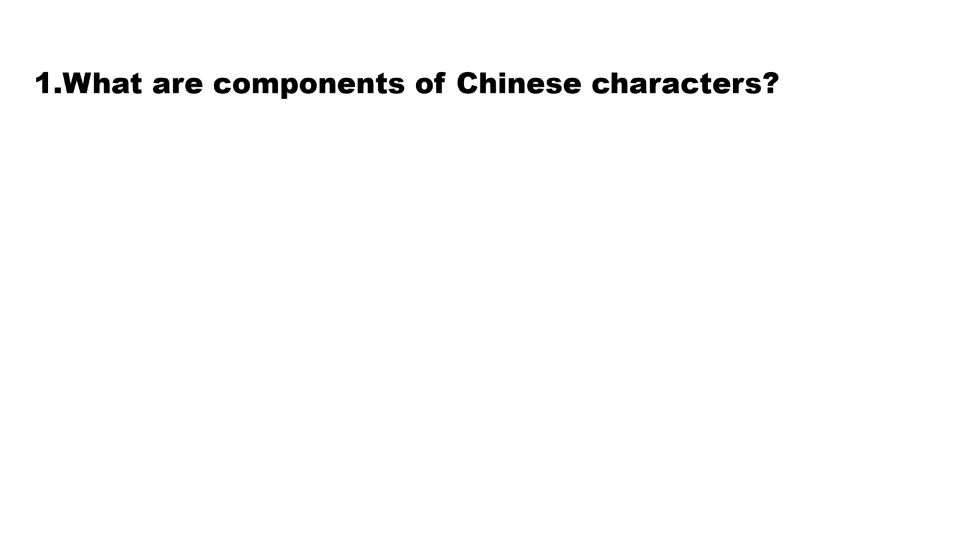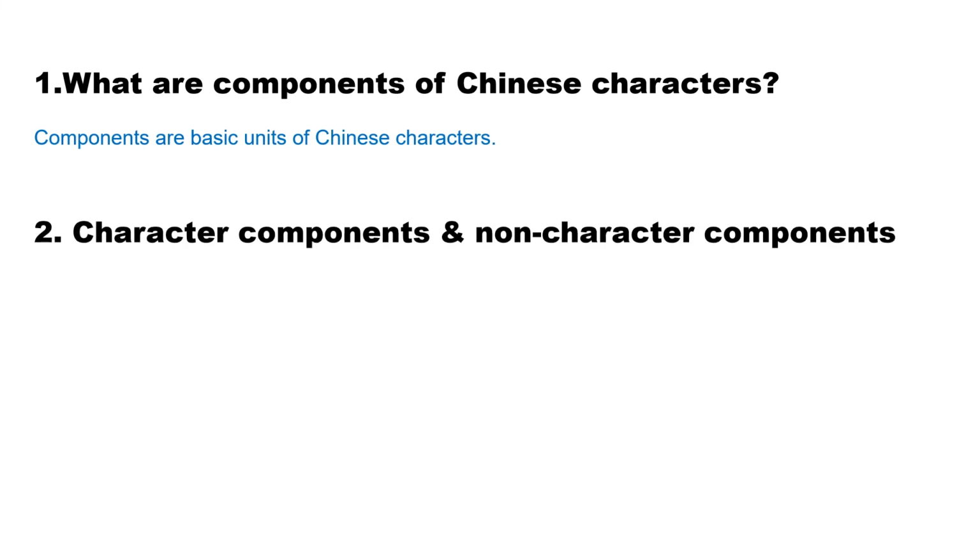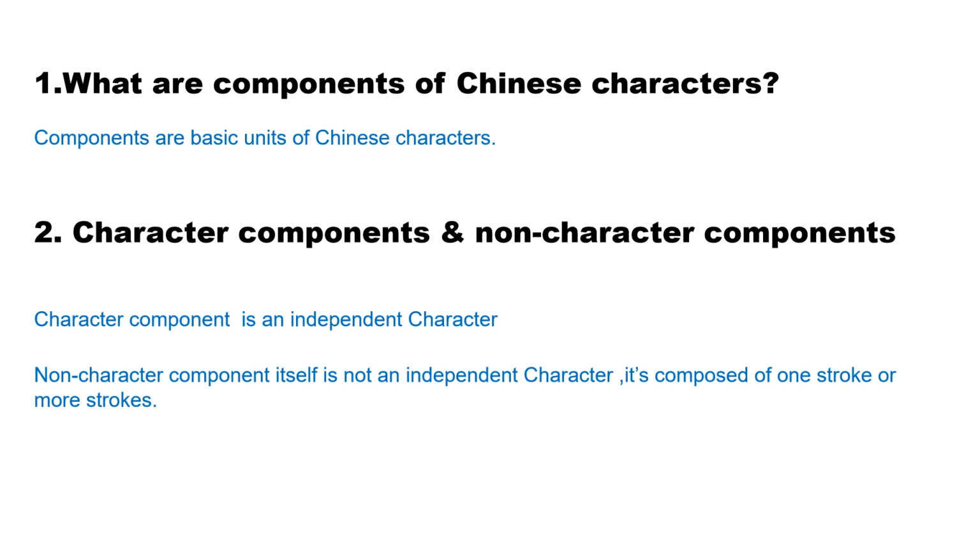In the end, let's have a review. In this lesson, we have learned what are components of Chinese characters. Components are basic units of Chinese characters. And we learned character components and non-character components. Character component means the component in a character itself is an independent character. Non-character component itself is not an independent character. It is composed of one stroke or more strokes.